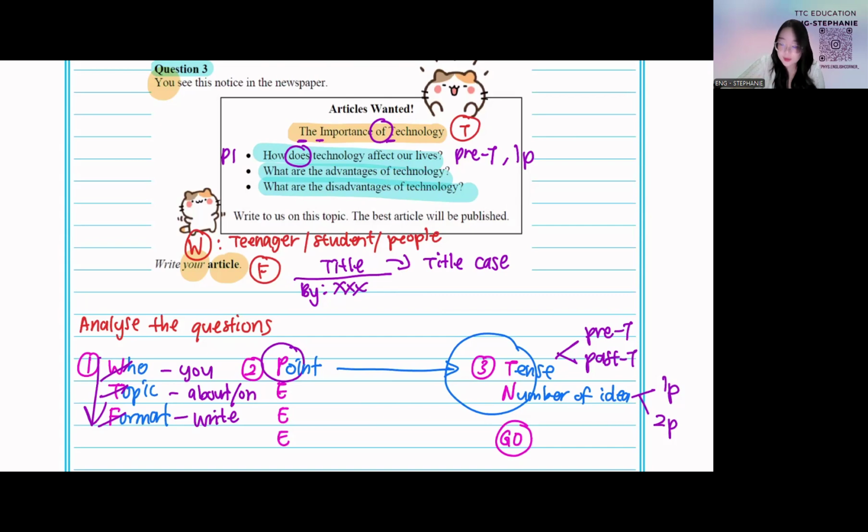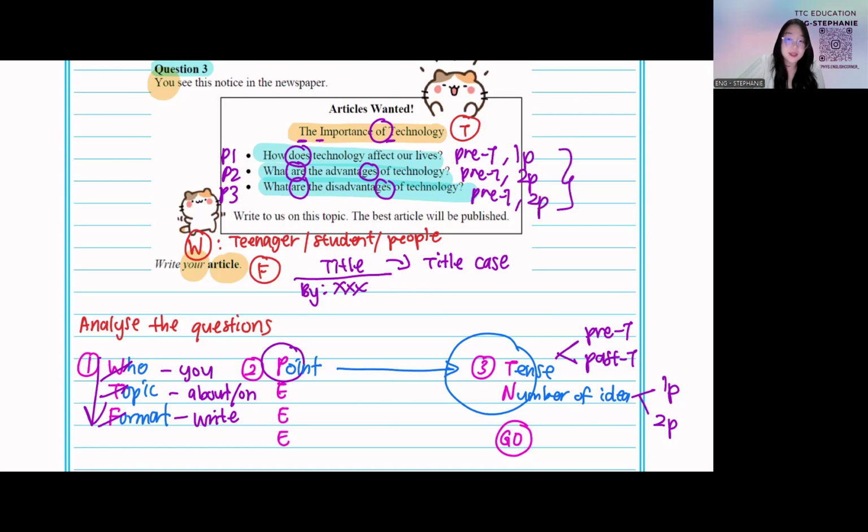All right, next one. What are the advantages of technology? P2, because of the words "are" and "advantages", we know that this is present tense, and you need to elaborate at least two advantages of technology, because it is in plural form. Same goes to your P3. What are the disadvantages of technology? Present tense manner, two points.